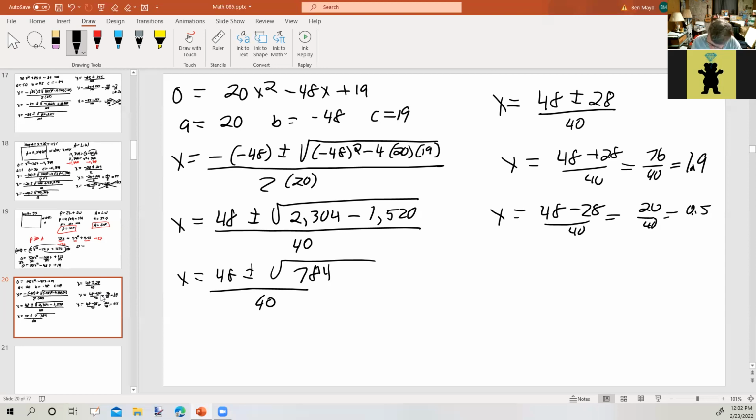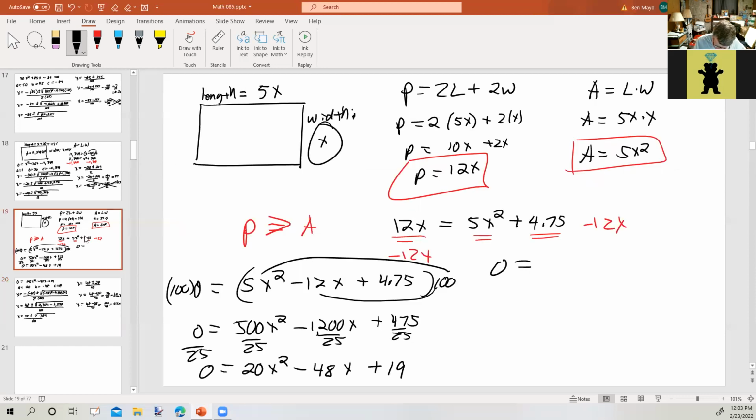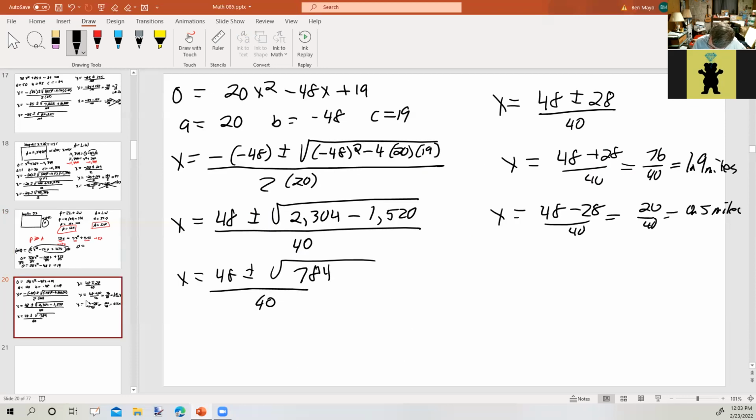Now, the units are miles. These are both positive values, so we don't have a negative one to throw out because of a distance. However, let me remind you, in the original problem, it said, find the dimensions of Central Park if we know that its width is less than 1 mile. So that means this can't be the 1.9 miles. That's the only reason we know that, okay?